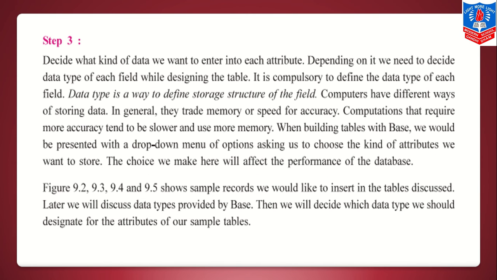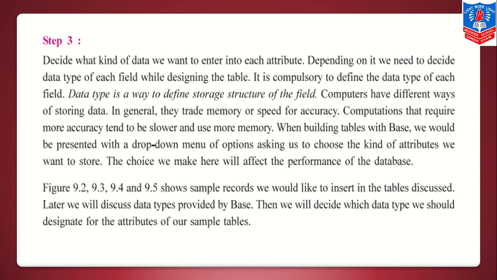Now step 3. Decide what kind of data we want to enter in each attribute. Depending on it, we need to decide the data type of each field while designing the table. So it is compulsory to define the data type of each field. Okay, data type is a way to define the storage structure of the field. Computers have different ways of storing data. In general, they trade memory or speed for accuracy. Computations that require more accuracy tend to be slower and use more memory.